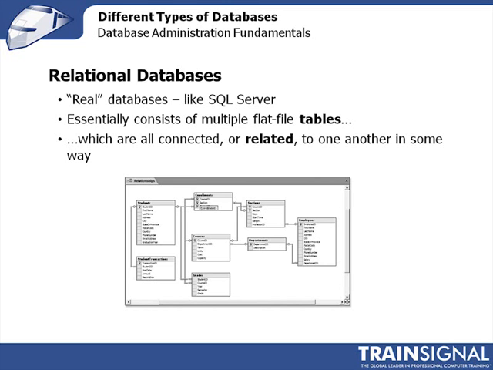If you could think of a bunch of those different Windows Notepad images, each one storing a different type of data. Maybe one is customers, another is items that we sell, and another one is orders, where customers have ordered items from us. Those are all essentially flat file tables, and that's what they're called in a relational database. They're all connected to each other, or related in some fashion, which is why this is called a relational database.